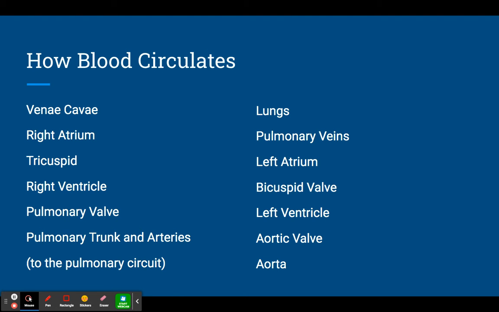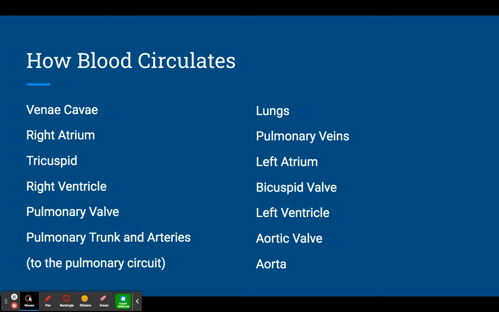So how blood circulates, I'll just basically say all of these and how they really all help circulate all the blood in the body. So the vena cava helps bring the blood to the right atrium, and the right atrium will have the blood flow to the right ventricle, but it has to go through the tricuspid valve, and this valve makes sure that none of the blood flows backwards. And then from the right ventricle, it goes to the pulmonary valve, and then from there, it'll go to the lungs, where all the blood will get oxygen so that it can flow back throughout the body.